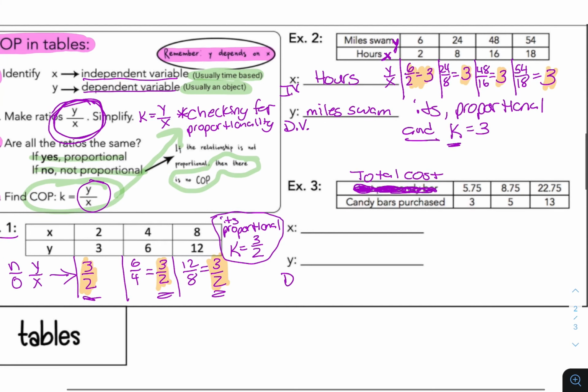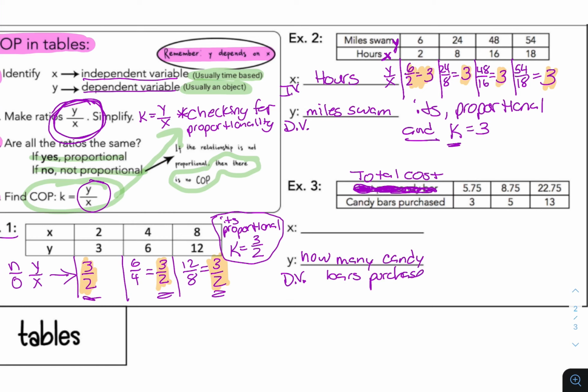So the dependent variable, or y, DV, is going to be how many candy bars we purchased, right? How many candy bars purchased. Now the independent variable, or the one that doesn't depend upon the other, would be our total cost. And again, that's because the total cost, I'm going to have to fix that again.